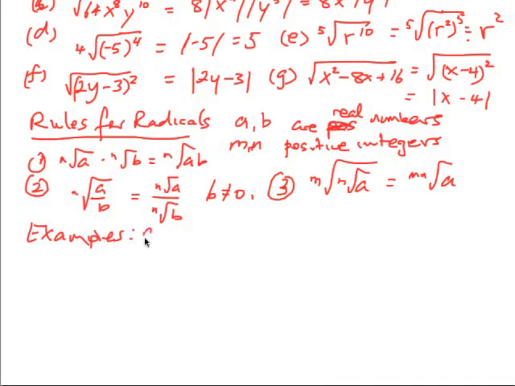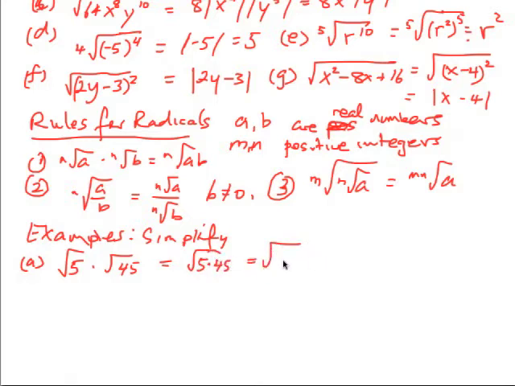So let's simplify. Alright, part A. Let's suppose we want to do the square root of 5 times the square root of 45. So this of course will be the square root of 5 times 45, which will be the square root of 225, which is equal to 15, of course.